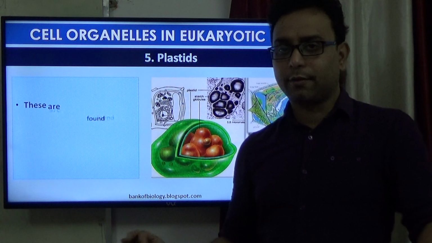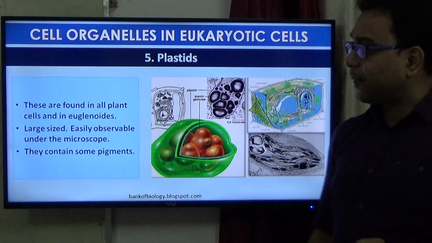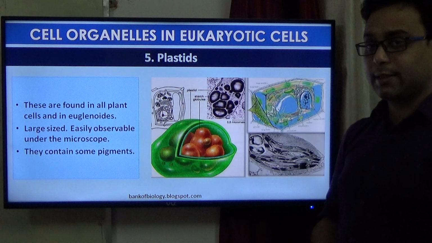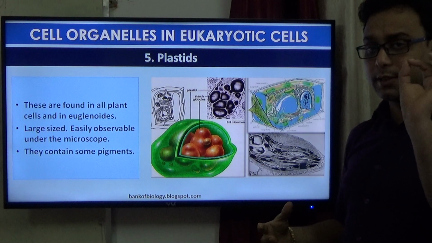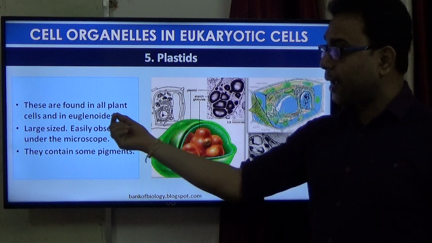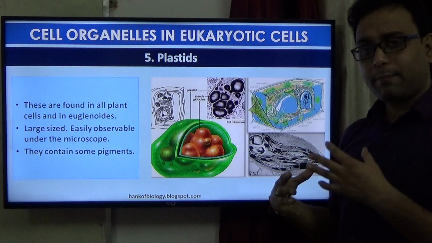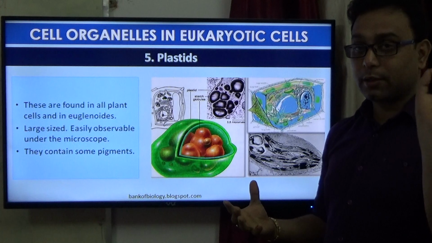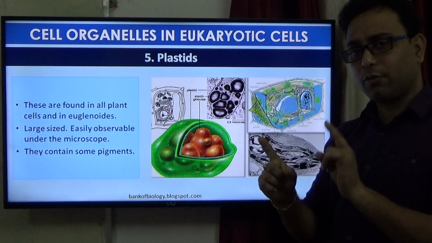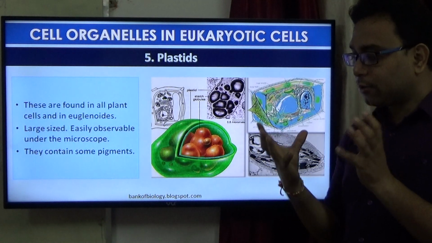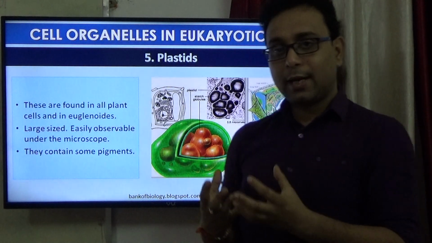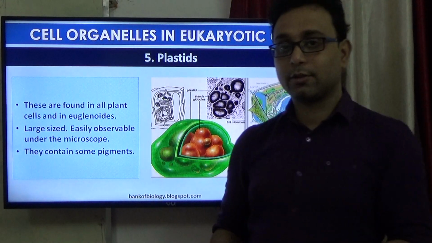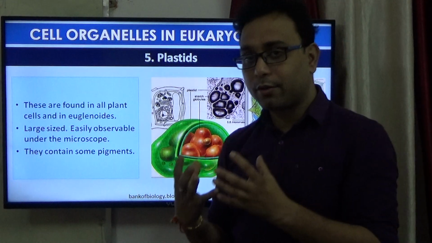Now, let us discuss our last topic today, that is plastid. Plastids are present in all plant cells and eukaryotes. Some bacterial cells also have chlorophyll, which is a pigment, but not plastids. Plastids and chlorophyll are different, because chlorophyll is a pigment and plastid is a cell organelle which is present only in the eukaryotic cell.